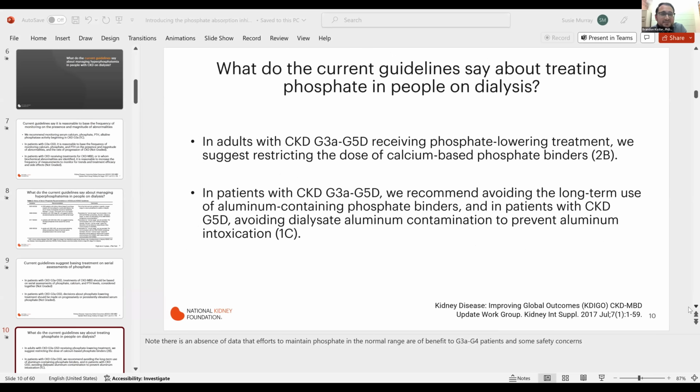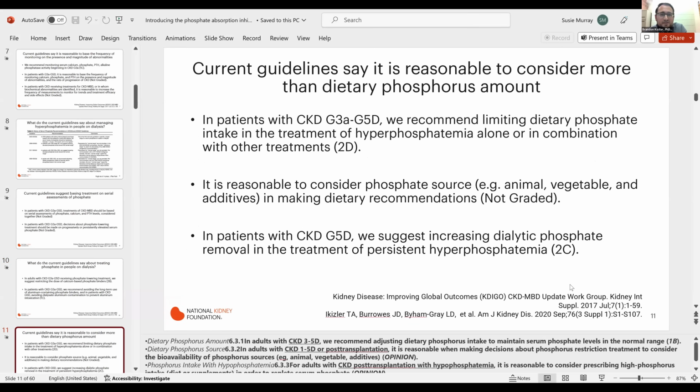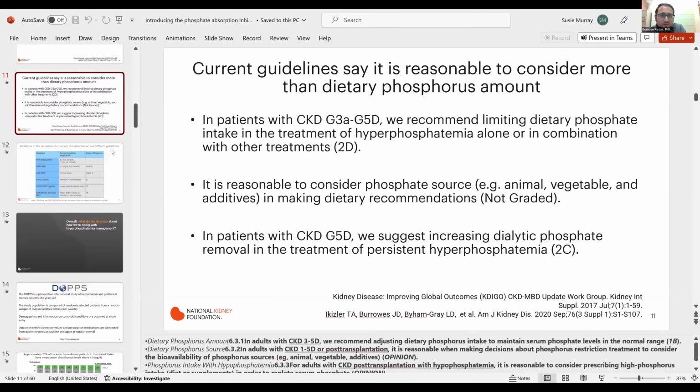If you want to go to just the next slide after this one, I suspect that we have a lot of dietitians in the audience, and so I suggest that this might be of particular relevance. Recommend limiting dietary phosphate intake, and what more recent guidelines have seen is this idea that it's reasonable to consider the source, or the bioavailability of the source in the case of the most recent KDOQI nutrition guidelines.